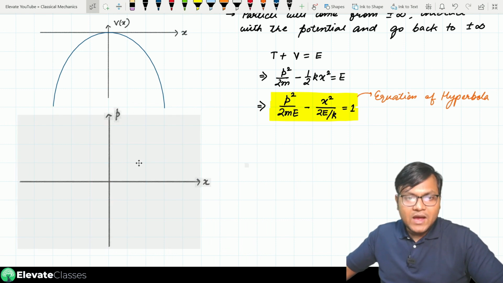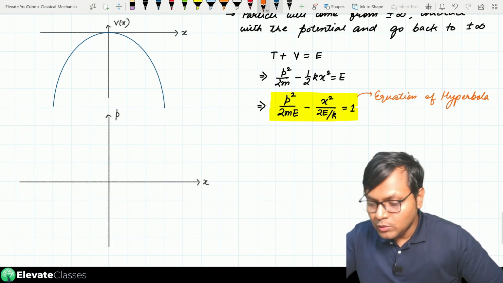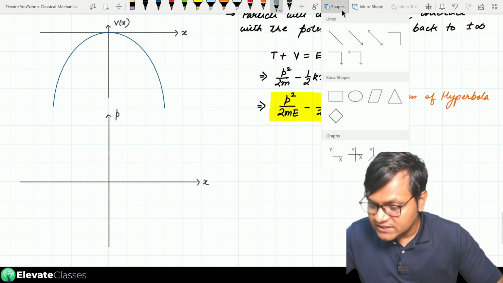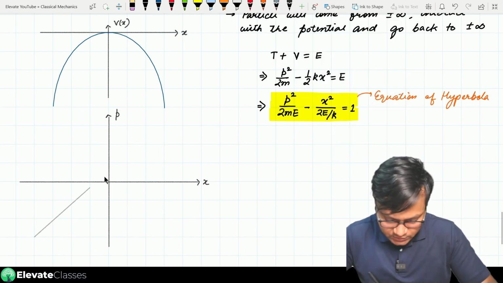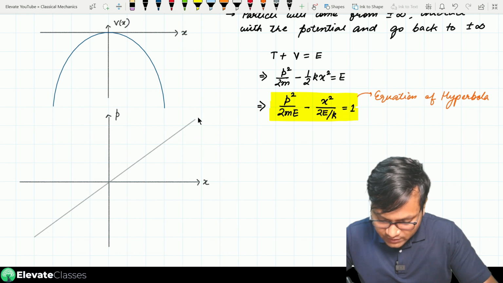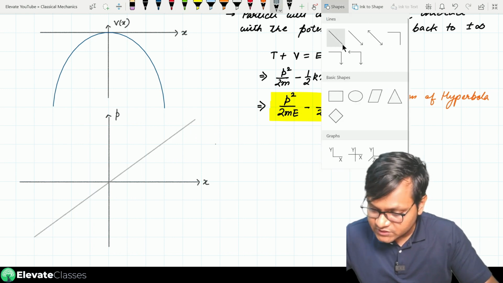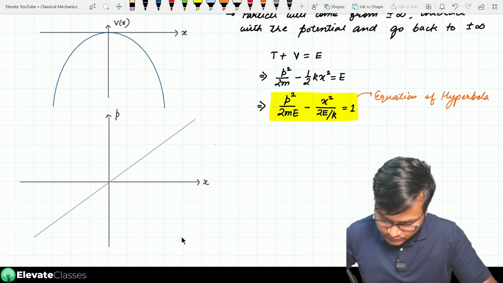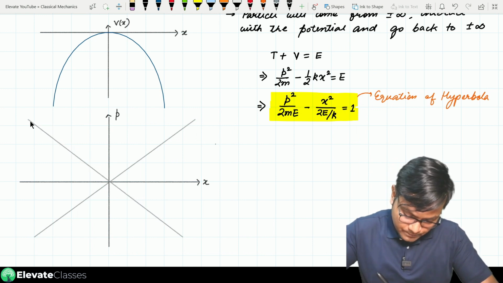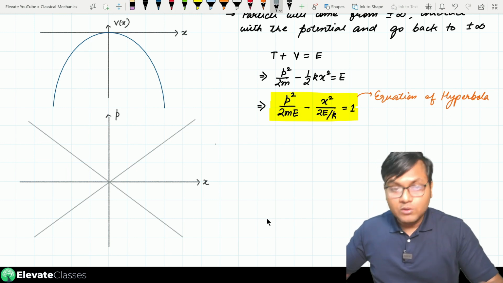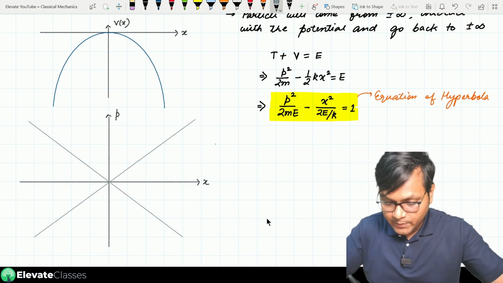ठीक है, इस चीज को हाईलाइट करने के लिए लेट मी फर्स्ट ड्रॉ 2 लाइंस हियर. अब मैं इन लाइंस का इंपॉर्टेंस थोड़ी देर बाद में बताऊंगा आपको. I will explain the importance of these lines later. अभी मैं जस्ट इसको रेफरेंस के लिए ड्रॉ कर रहा हूँ. I am just drawing it as a reference here. ओके, ऑलराइट. Now let us think of it in this particular manner.